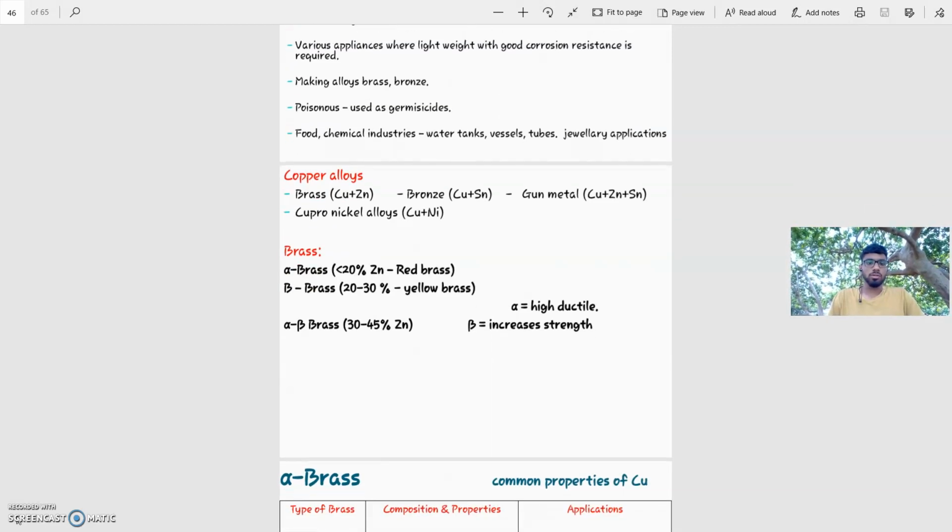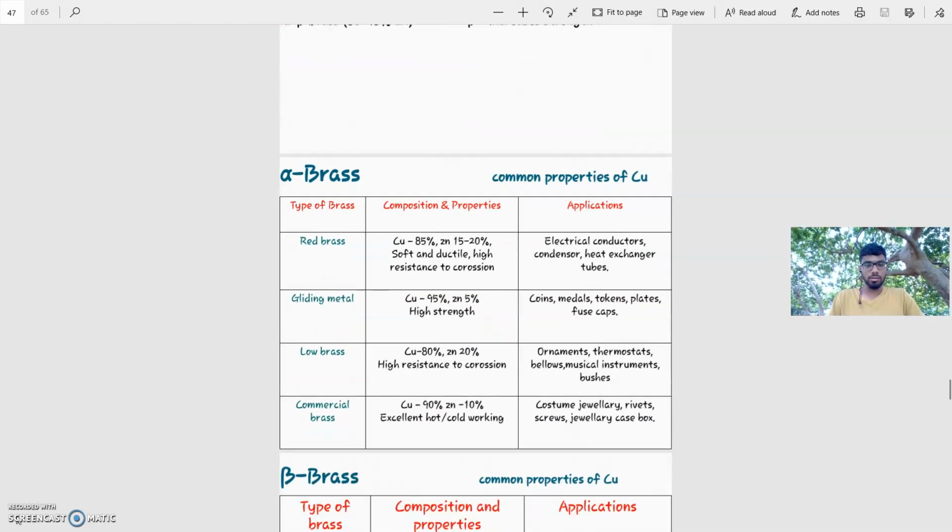There are four types of alloys: brass, bronze, gunmetal, and cupro-nickel alloys. In brass, there are three types. First is alpha brass. It consists of less than 20% zinc. It is also known as red brass. Beta brass consists of 20 to 30% zinc, known as yellow brass. Alpha beta brass mainly consists of 30 to 45% zinc. Alpha is high ductility. Beta increases the strength.